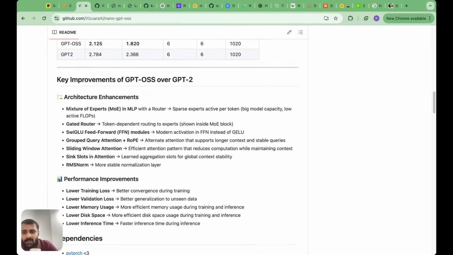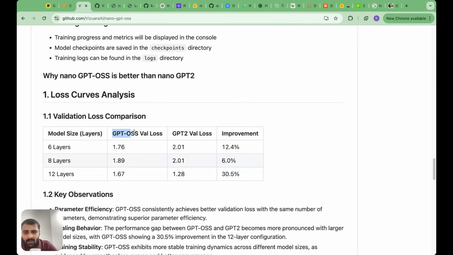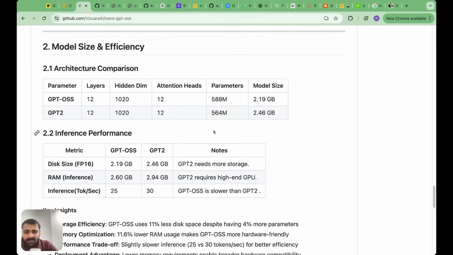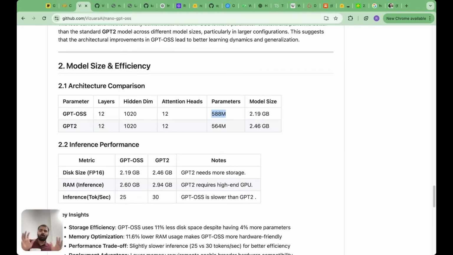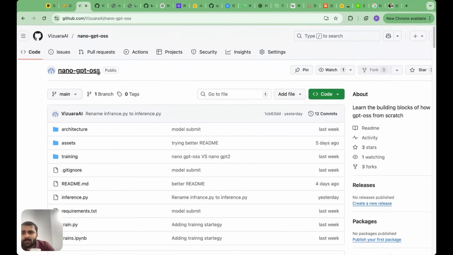If you scroll down below, you'll see that we have compared our results with GPT-2 as well, but here I just want to show you the parameters. The maximum number of parameters which we go up to is around 588 million. Due to all of the reductions which I mentioned in the attention heads, the number of layers, the hidden dimension, the context window, etc., we are able to reduce from 20 billion to 588 million, but still retaining all the essence, right? So this is for the nano-gpt-oss repository.